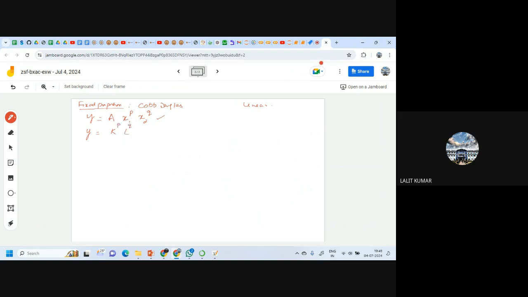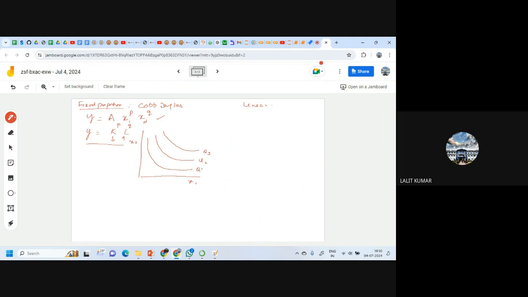In one of the quiz questions, the production function looks like this. If you make the graph of this, for a particular y, this is Q1, this will be Q2, and this will be Q3. This is X1 and this is X2. Here, as K decreases, L has to increase to maintain the same output.